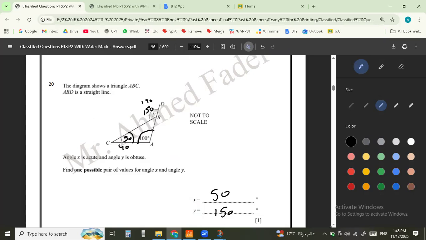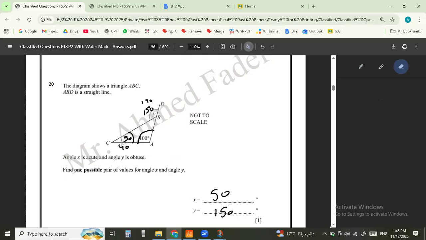Mister, can I choose anything that is away from that? No, you cannot choose anything that is away from that. This must be below 80, and Y must also be an obtuse angle. You add them up, X plus 100. Let me erase this.